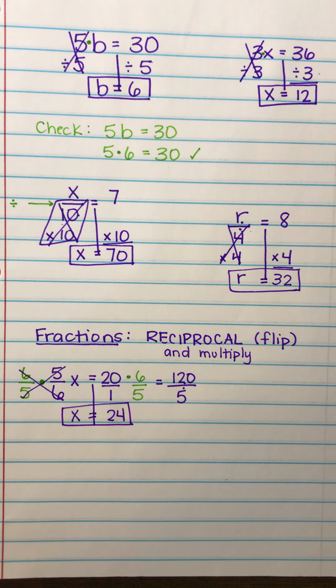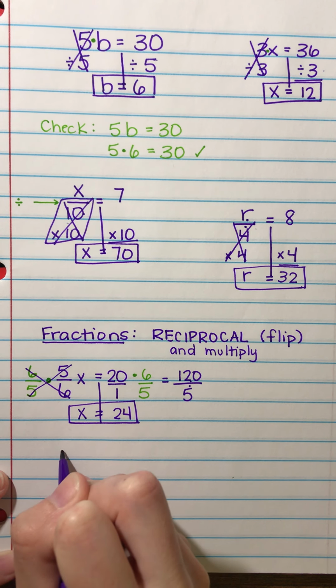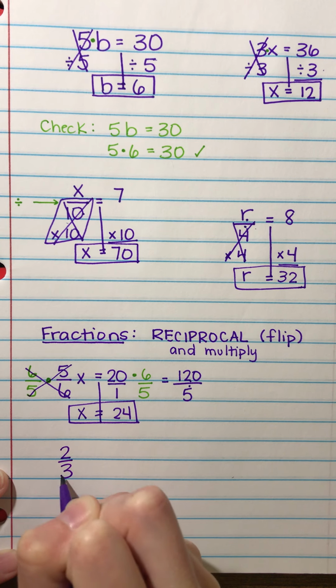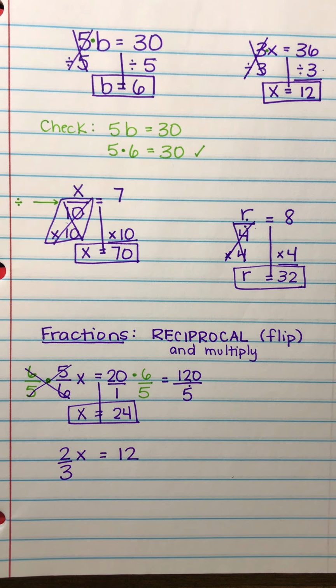Okay. All right, let me show you one more with fractions. I know fractions are going to be the ones that are the trickiest for you guys, but I don't want you to be afraid because the fractions really will disappear when you use the reciprocal. All right, so here's one last one for you. I have 2/3 x equals 12.